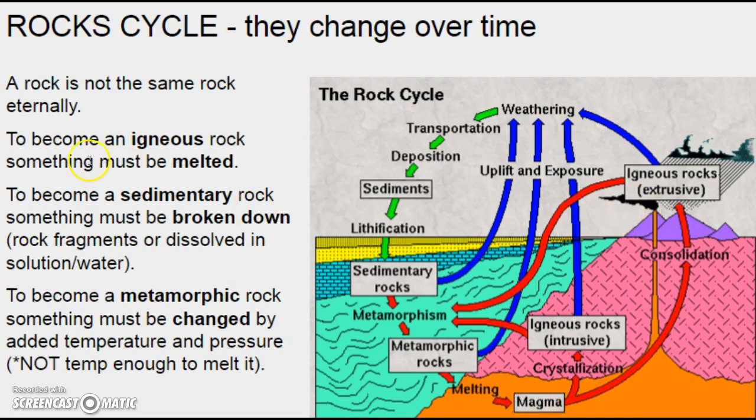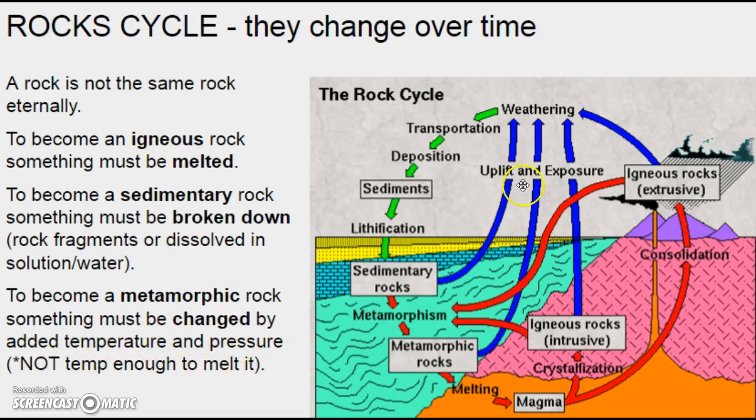earth's surface. But a sedimentary rock is something that's broken down. It could be rock fragments or it could be dissolved in water or solution. So sedimentary rocks, the process is different than igneous rocks. And to become a metamorphic rock, something must be changed by added temperature and pressure. Hopefully you realize it's not enough temperature to melt it. If it melts it, it's an igneous rock.